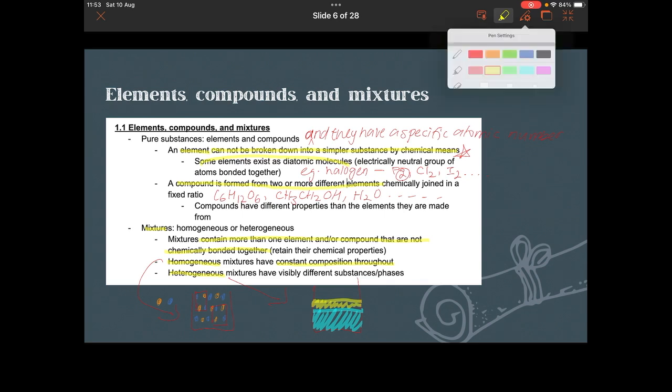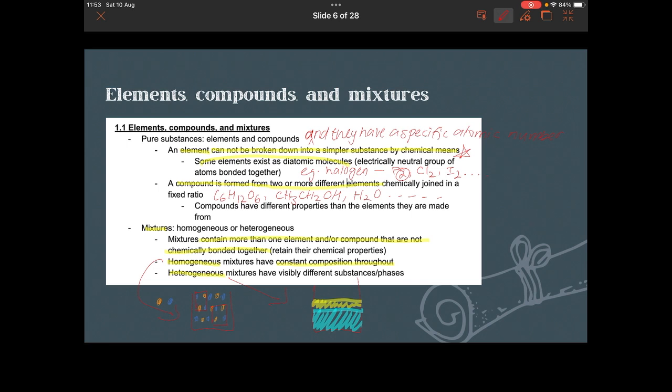we notice that they have separated into visibly different phases. So we have our oil phase and our water phase. So basically, heterogeneous mixtures are not mixed. I mean, they are. You could try to mix them, but they wouldn't allow it.